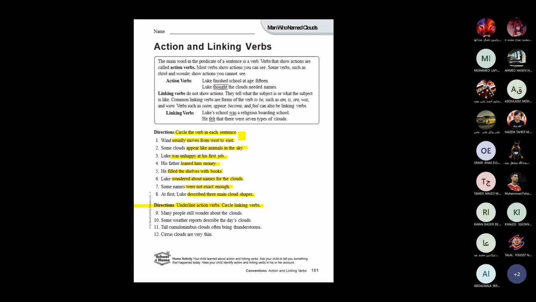Each question has like a map. Reading the head of the question looks like the map to guide you. Okay? So read the head of the question. Circle the verb in each sentence. This is so clear. Every verb must be circled. This one, underline action verbs. Circle linking verbs. So action verbs must be underlined, and linking verbs must be circled.